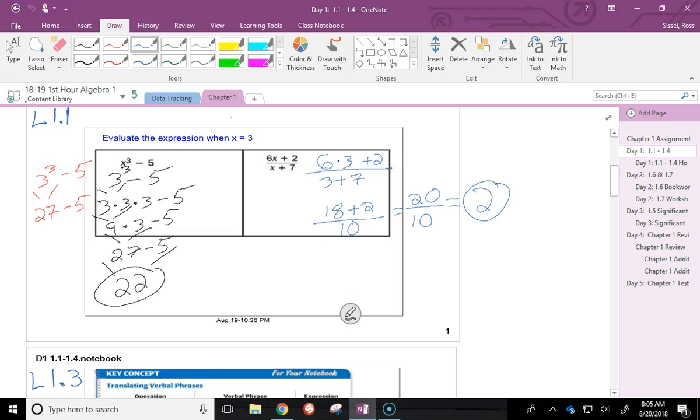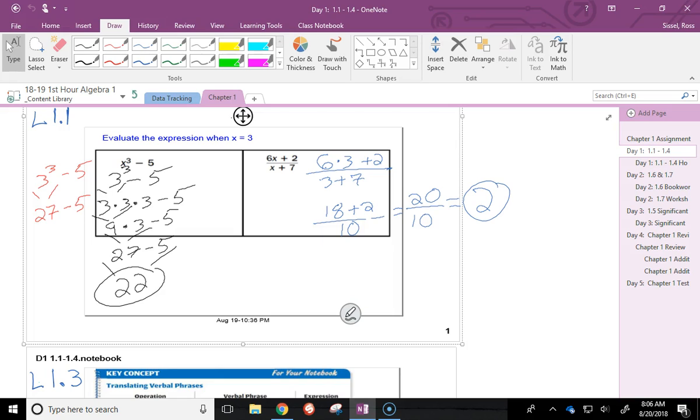So you see that we put the 3 in for x. So then you have to multiply first. 6 times 3, which would be 18. And then 18 plus 2 is? Yeah, 20. And then we just had the 3 down here, so 3 plus 7 was 10. You see what you did now?